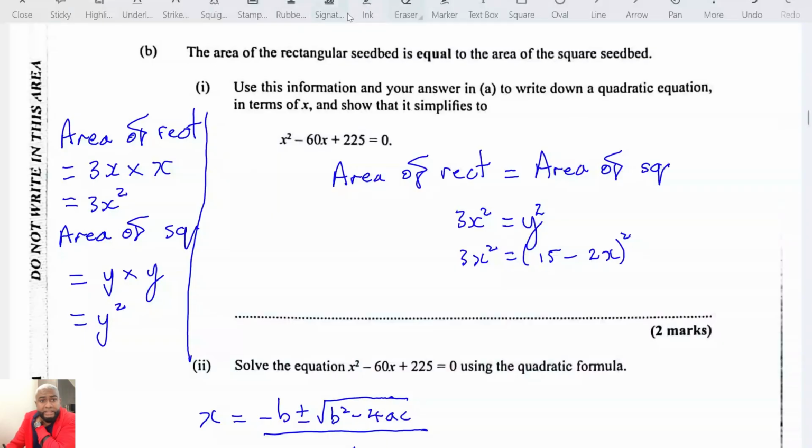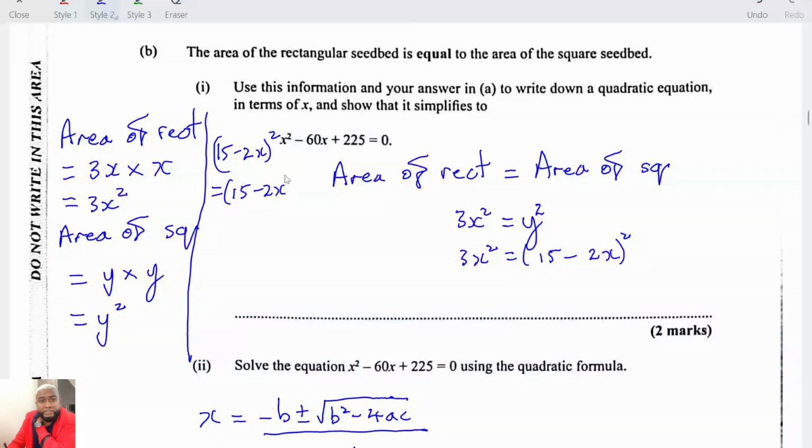We know that 15 minus 2x to the power of 2 is going to be 15 minus 2x by 15 minus 2x. Everybody good there? Right? Now, what are we multiplying? 15 multiplied by? And then 15 multiplied by? So let me do that multiplication. 15 by 15 is? 225. And then 15 by 2x would give me? 15 by 2x would be?